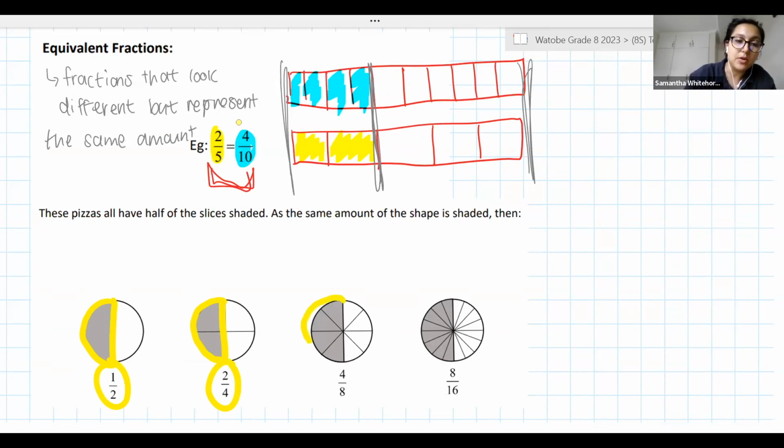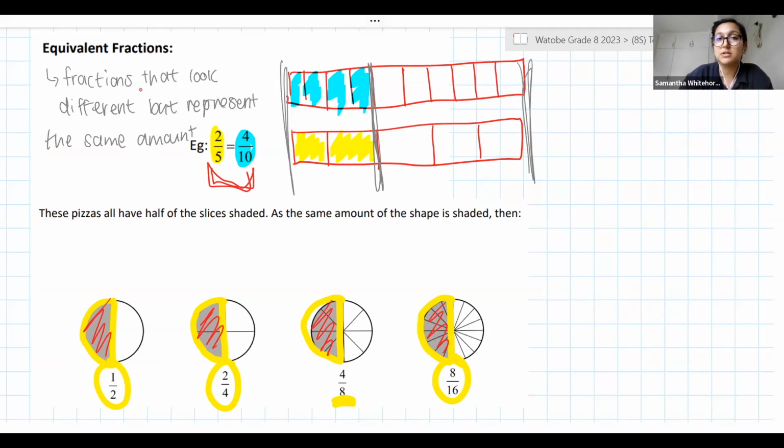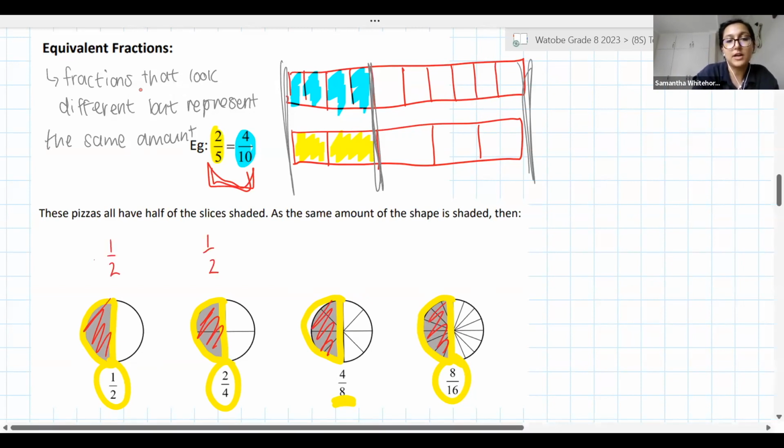And so we can keep going. I've got 4 of my 8 pieces shaded. I've got 8 of my 16 pieces shaded. But hopefully what we're seeing is that each time I'm actually talking about half of the pizza. If we look at the shaded region, it's half of the circle. Yes, the circles are cut into different amounts or different slices, but it represents the same amount. And so all of these images or all of these fractions represent half of my pizza.